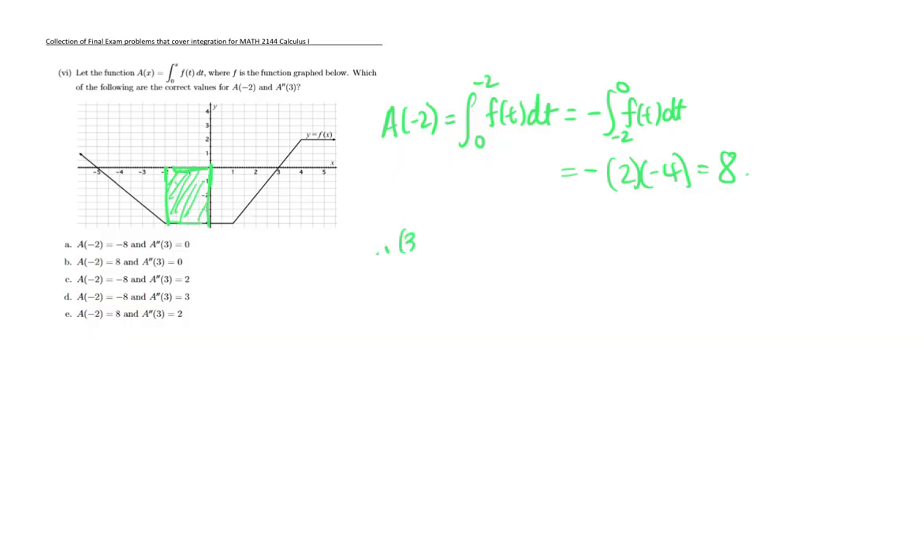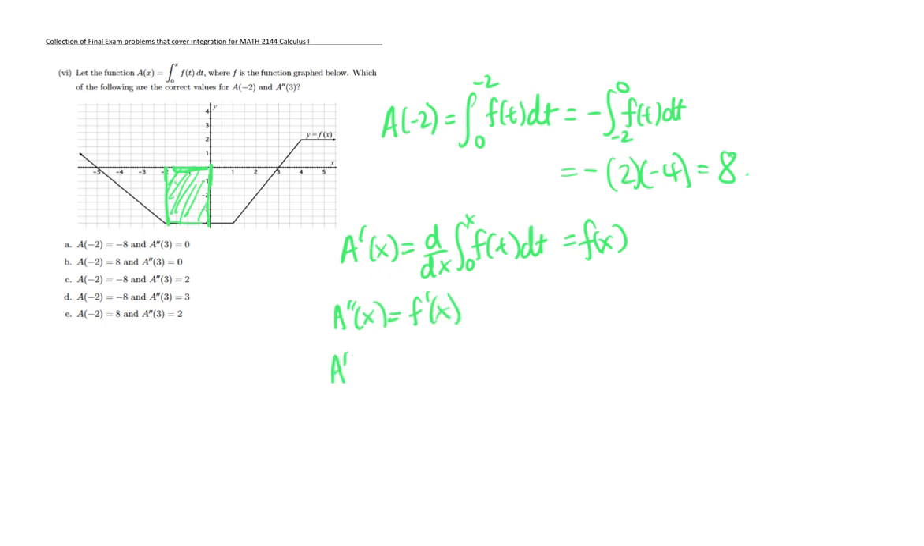Well, let's see. What is A prime of x? A prime of x, by the fundamental theorem of calculus part 2, will be the derivative with respect to x of the integral from 0 to x of f of t dt, which is equal to f of x. And A double prime of x should be f prime of x. So A double prime of 3 should be f prime of 3. So if I look at 3 here, I want this slope. So that slope will be over 1, up 2. Rise 2, run 1. Rise over run, 2 over 1.